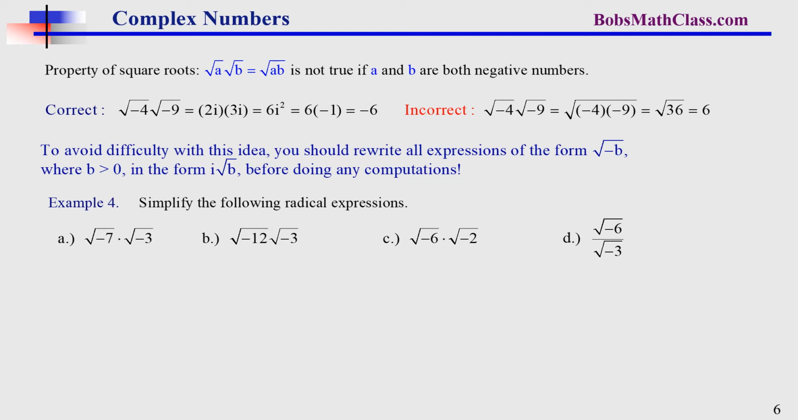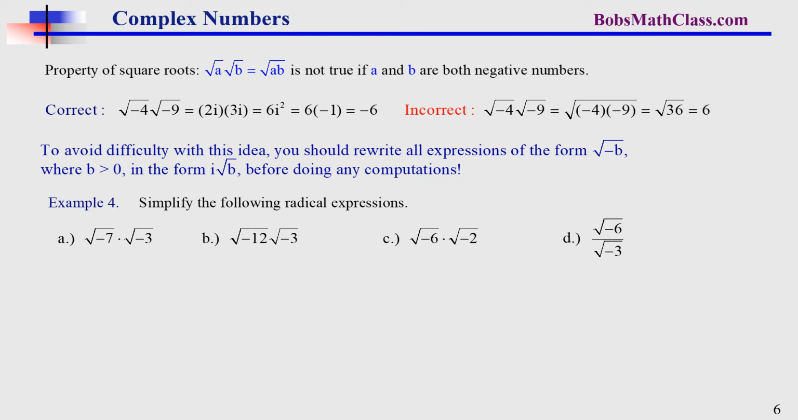So here's the incorrect method. Square root of negative 4 times the square root of negative 9. If you were to just go ahead and multiply negative 4 times negative 9, and that's breaking the rule, that'll give us the square root of positive 36, which is 6. See, we get a different answer.